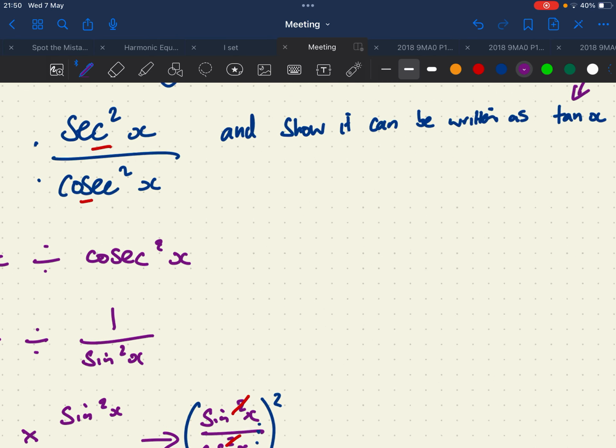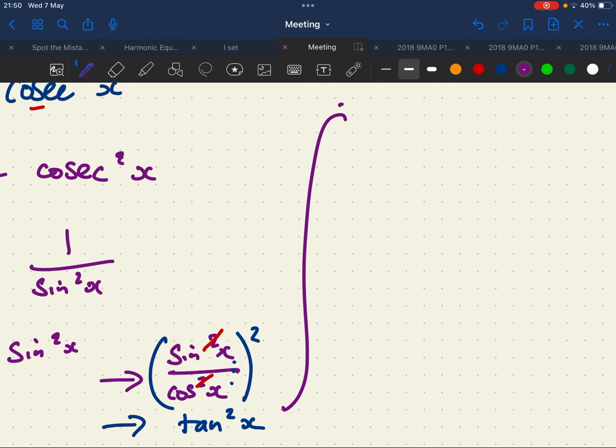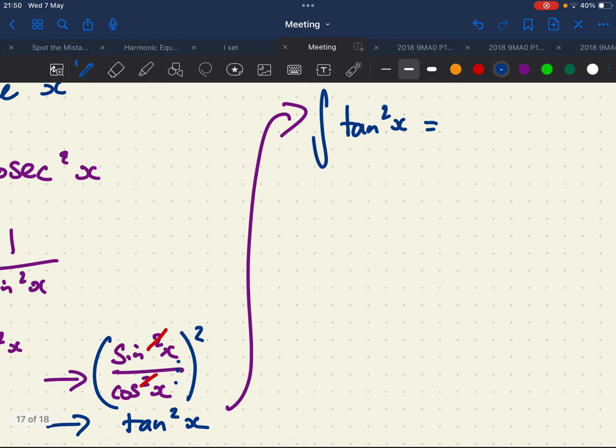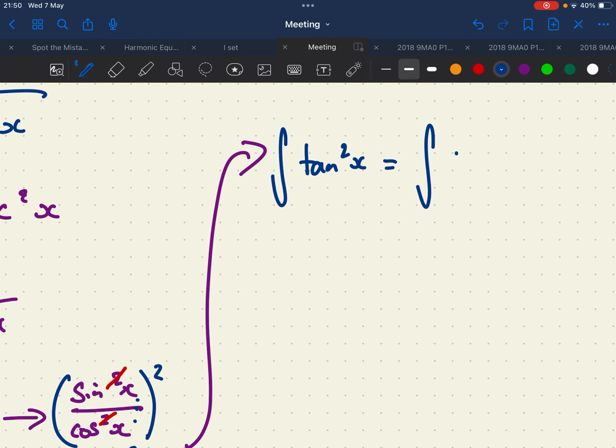The final bit really is we need to just use our identities. So we've talked before in previous videos about tan squared being sec squared minus 1. So let's write that. So the integral of tan squared x is the same as the integral of sec squared x minus 1. Okay, and the integral of sec squared x minus 1 is in fact, as we just said there, tan x minus x plus c.